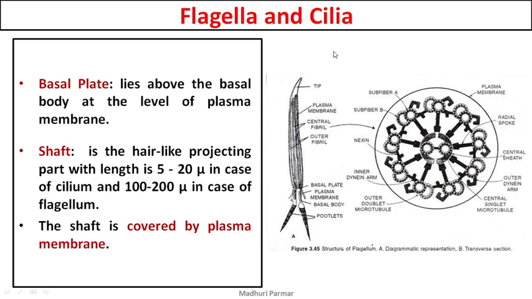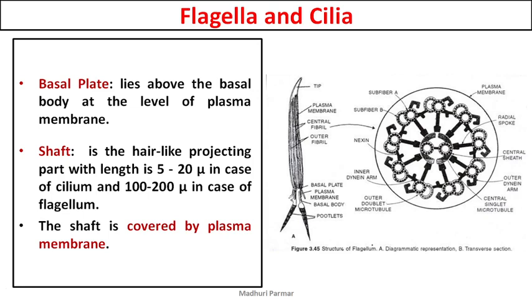That outer part is called the shaft. It is the hair-like projecting part with a length of 5 to 20 micron in cilia and 100 to 200 micron in flagella. This shaft is covered by plasma membrane. Okay, so here is the difference.